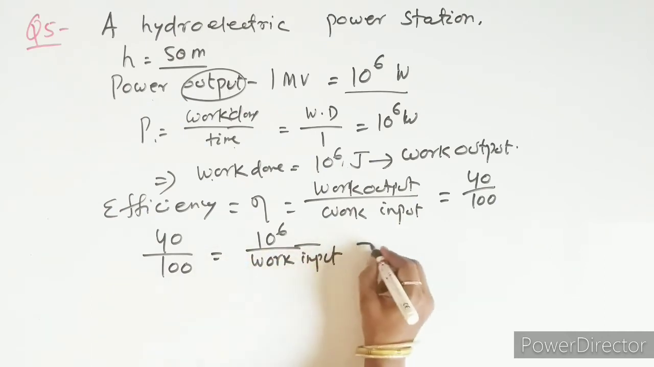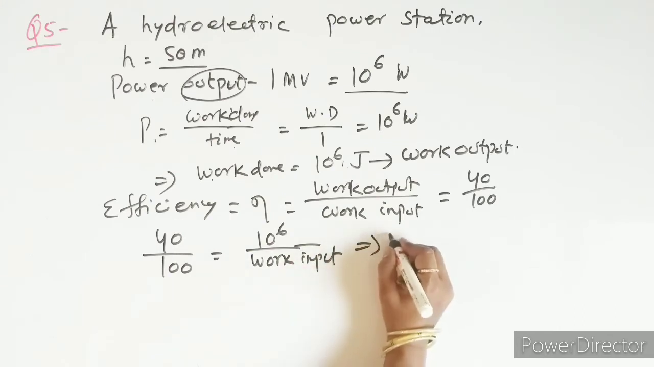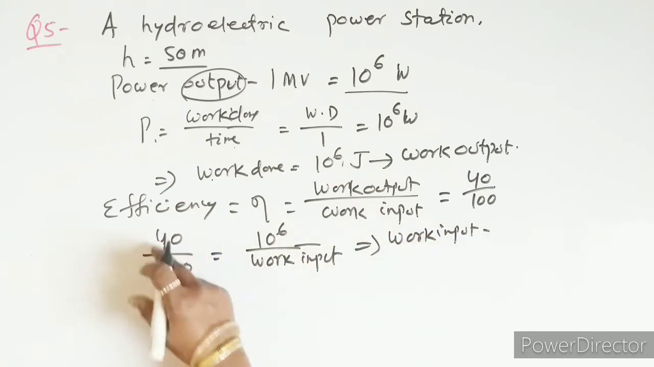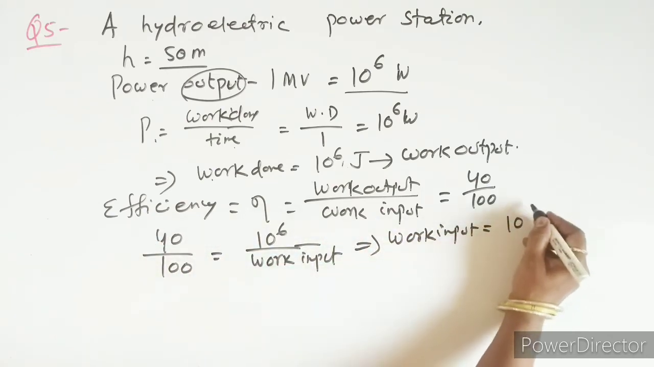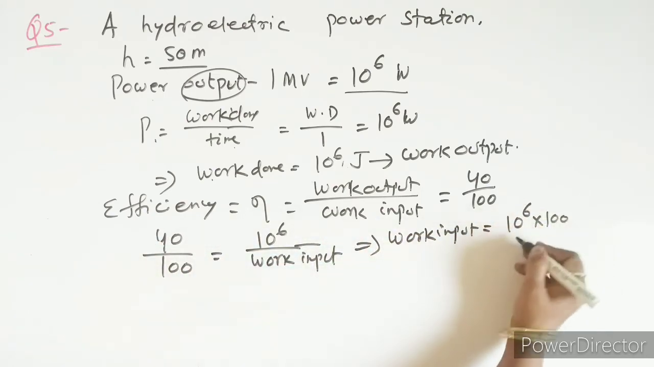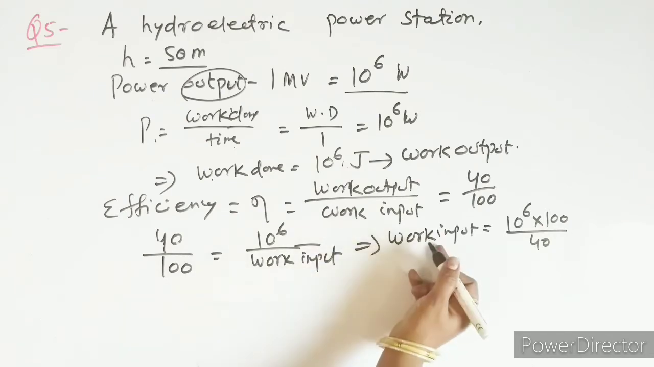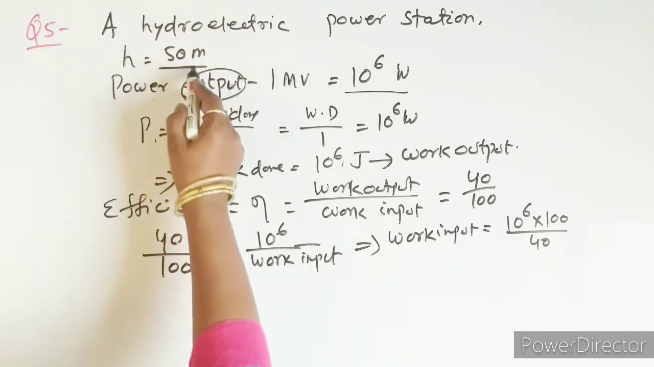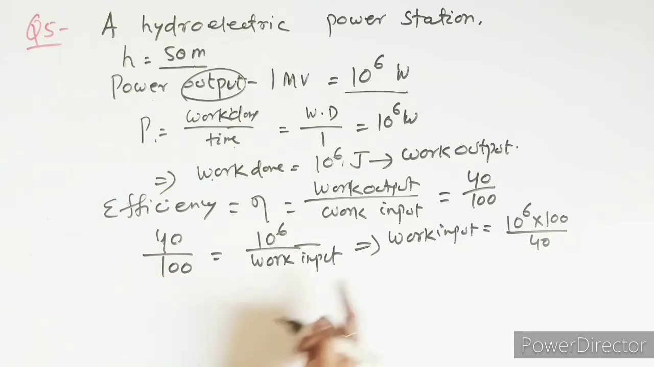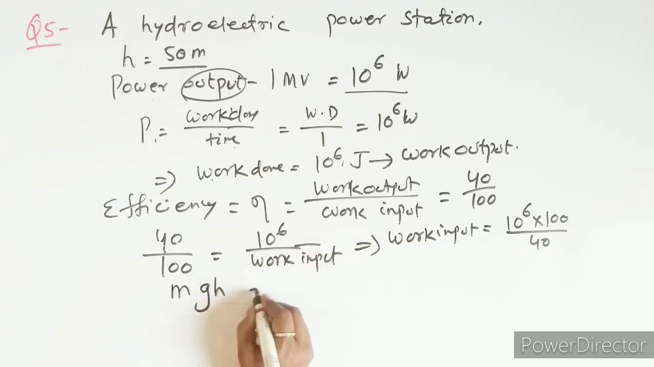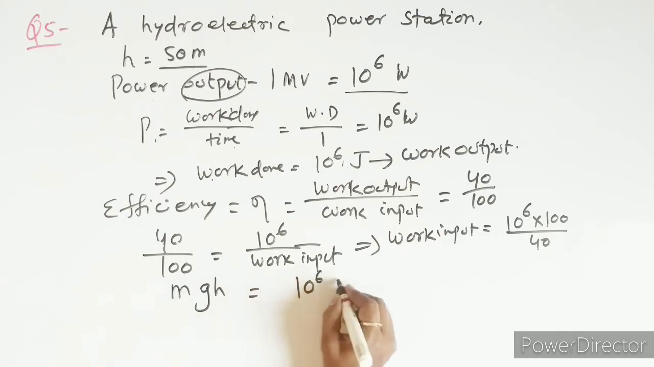Now let us see, implies work input equal to 10 to the power 6 into 100 divided by 40. This one goes here, this one divided by this. So work input equal to how much? Here height is given, taking out water, so this one will be mgh. Work input mgh is equal to 10 to the power 6 into 100 by 40.